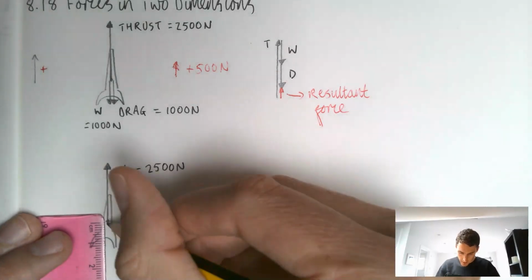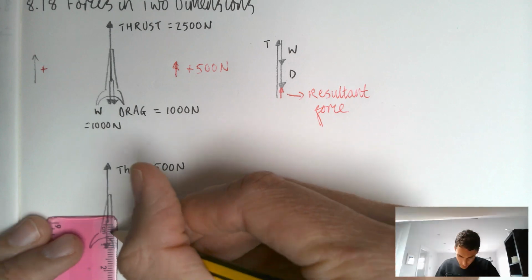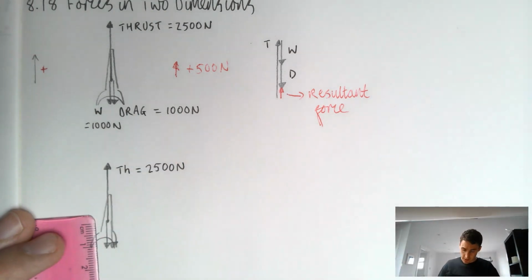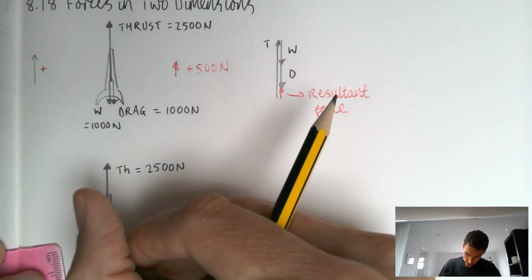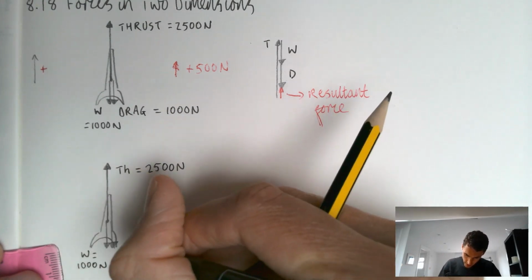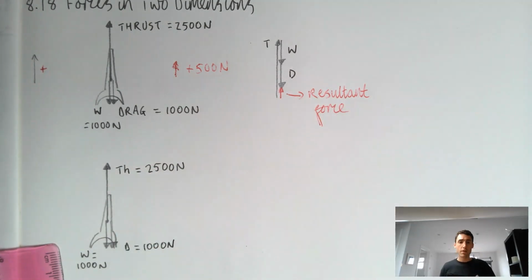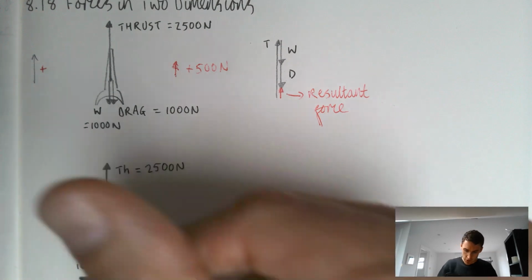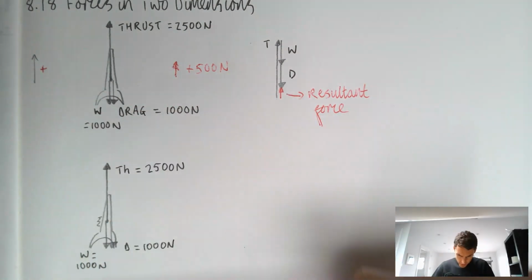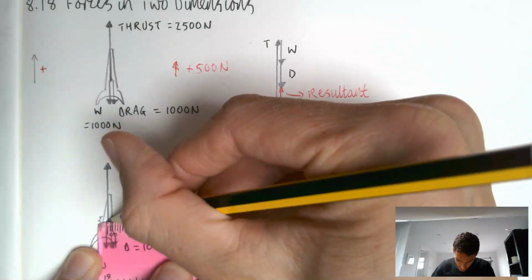I can draw my weight and my drag. I'll keep them the same for now. So they're both going to be 1,000 newtons. So that's W equals 1,000, and the drag equals 1,000 newtons. But this time we've set off some boosters. So maybe going in that direction, and that creates a force like this. So let's say that's another force of 1,000 newtons that goes like this.